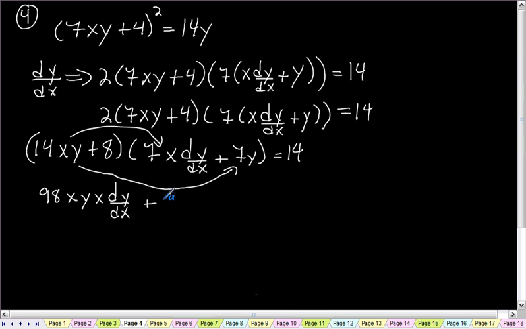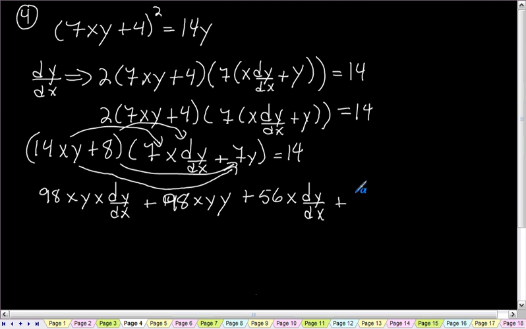So it's plus 14 times 7, which we found is 98. 98 the numbers, and then we have xy, and then we have y. Then we take the 8, multiply times the 7, 56. 8 times the 7 is 56x dy dx. Take the 8 and we distribute it to that one. Plus 8 times 7 is 56y equals 14. Doesn't that look like a lot of fun? I'm very, very sarcastic.